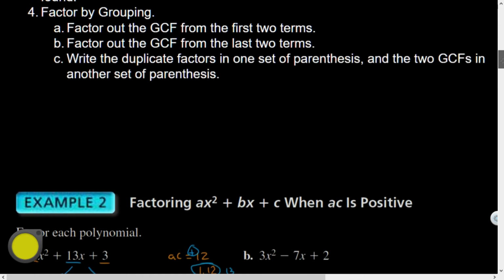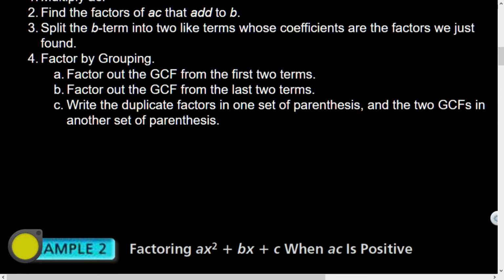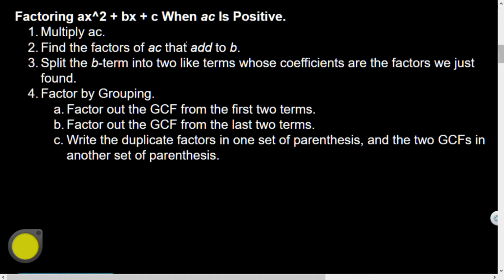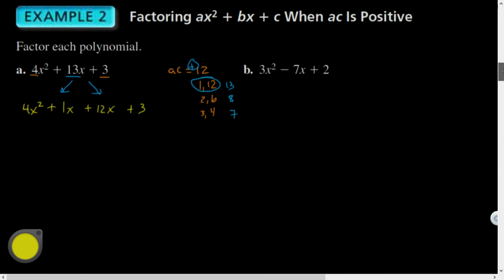Let's go to step 4. This whole step is called factor by grouping, and it's a factoring technique that is used when you have 4 terms, which is what I have right now, because I split my B term. I've got 1, 2, 3, 4 terms. Technically, I know I could combine those. Those would combine to be the 13x, but I don't want to do that. It says factor out the GCF from the first 2 terms and factor out the GCF from the last 2 terms. So watch what this looks like.